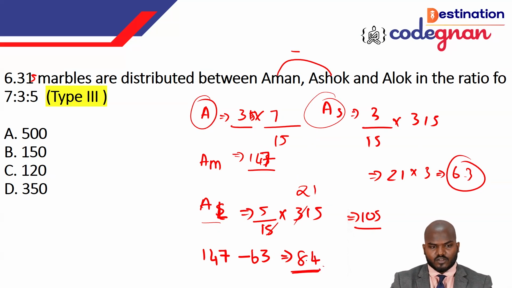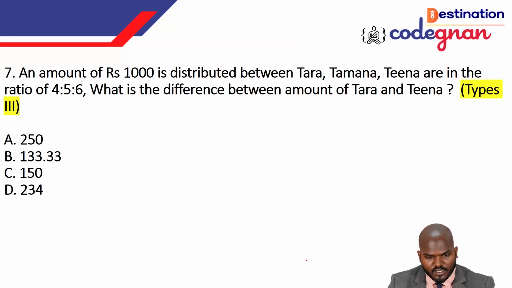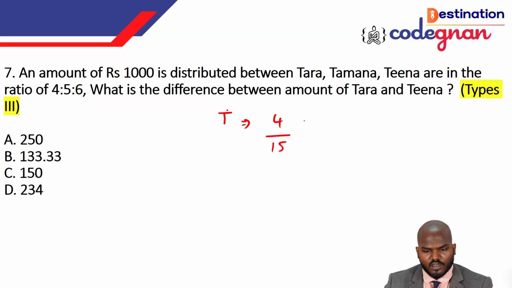Okay, I'll go for the next question, guys. This question is a little bit different. Let me see how many people are trying this one. An amount of rupees 1000 is distributed between Tara, Tamana and Tina in the ratio of 4:5:6. What is the difference between the amounts Tara and Tina are getting? Same like the previous one, if you take Tara first, Tara is for the 4 ratio, 4 by 15, again. 4 by 15 times 1000 if you made it, guys. So this will give you the value here.